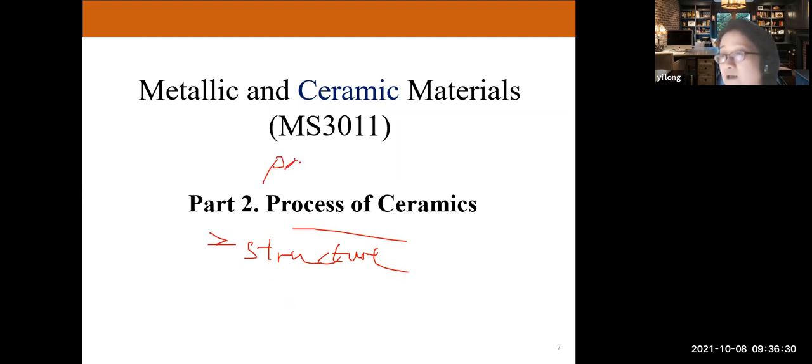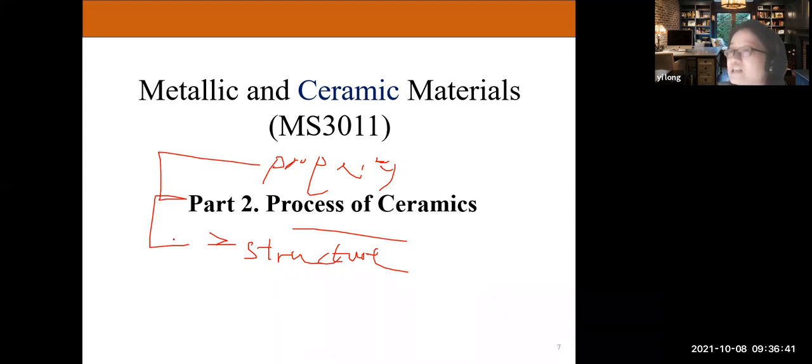So as I told all of you, as a material scientist, you always need to find the relationship between these 3 things. This we call the interrelationship between the property, the process, and the structures. These are the big 3 things of material science. So that's why the course is arranged in this way. Okay, so we move to the process of ceramics.